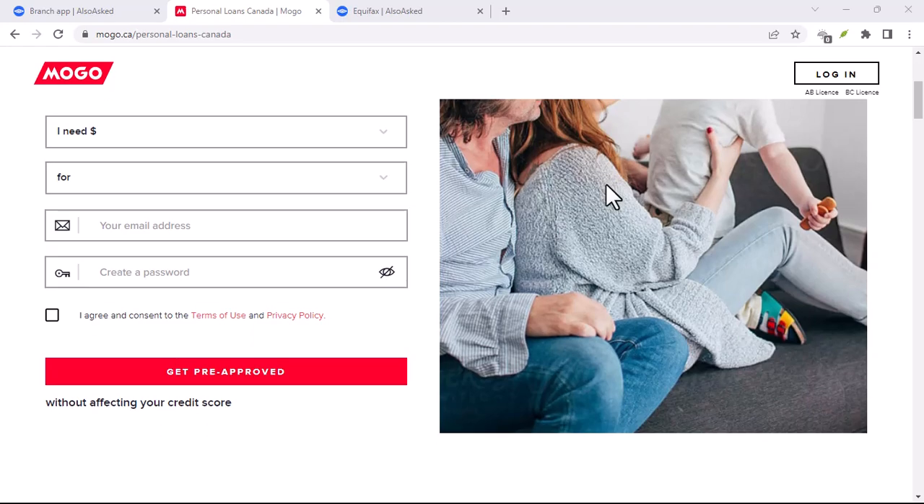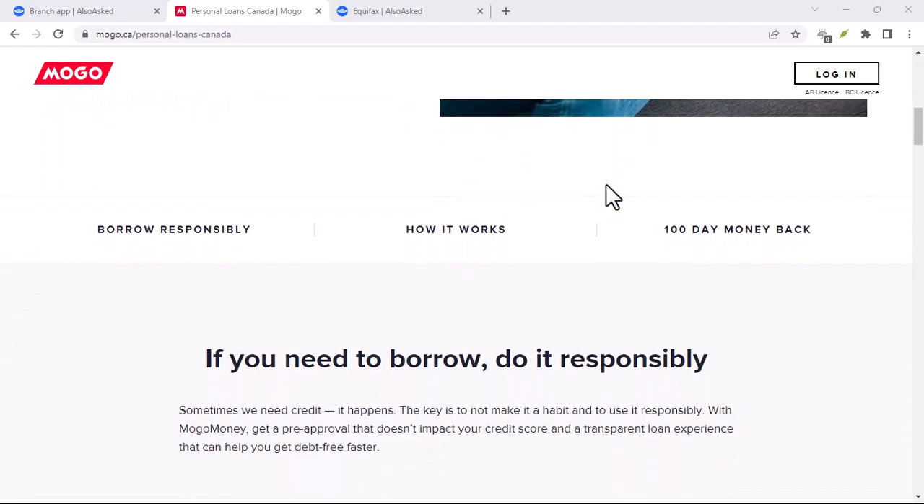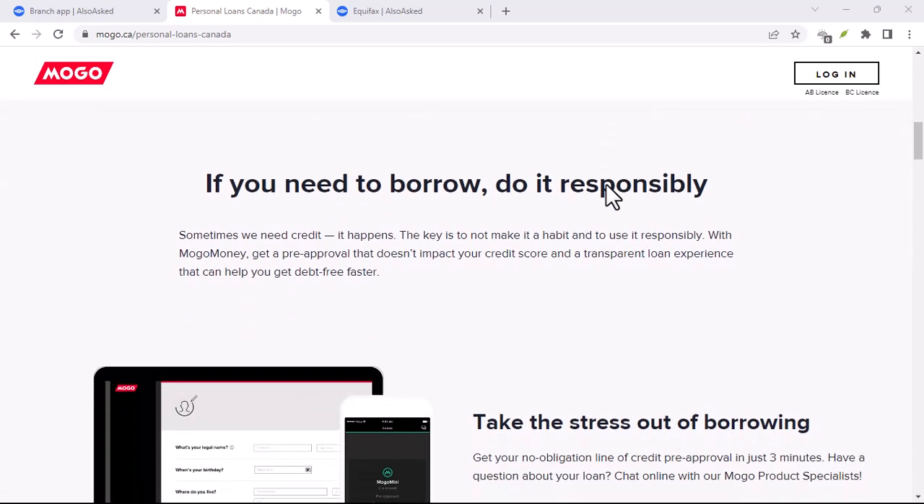Today, I'm excited to talk about how to apply for a loan with Mogo. Mogo is a great option for people who are looking for a quick and easy way to get a loan.